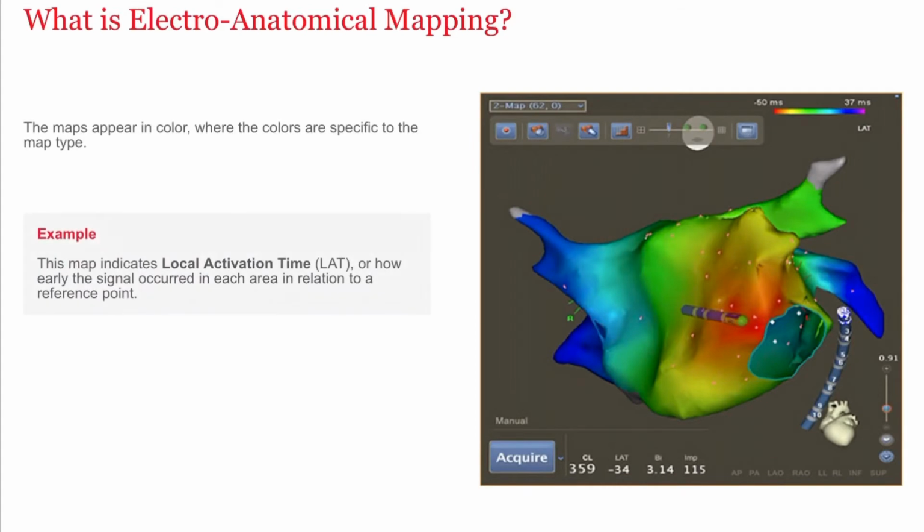As you see here, CARTO 3 system maps often appear in color, where the colors are specific to the map type. For example, in the map on the right, the coloring indicates how early the electrical signal was recorded in each area in relation to a reference point. So areas in red are earlier than areas in blue and purple. On other types of maps, the colors indicate different conditions.